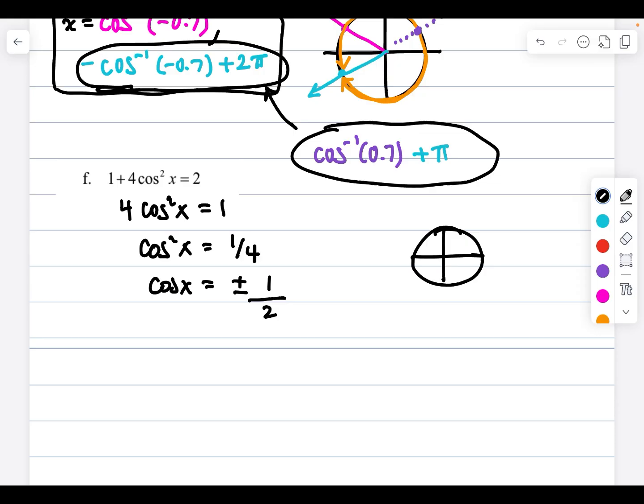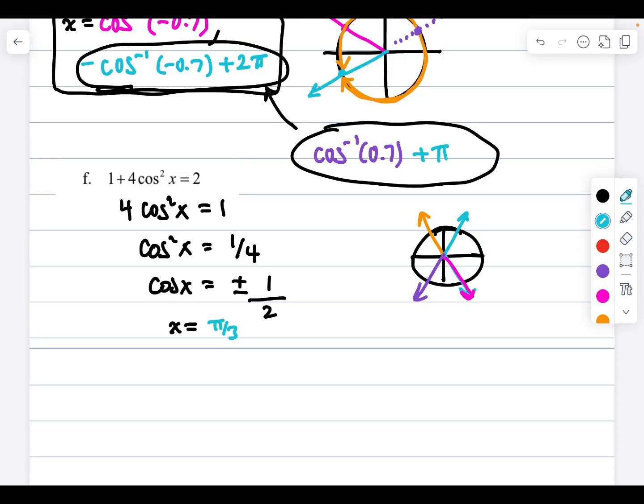F, we could probably squeeze it in there. Let's go ahead and subtract 1 from both sides, divide by 4, and take the square root of both sides. You need plus or minus. The square root of 1 is 1. The square root of 4 is 2.